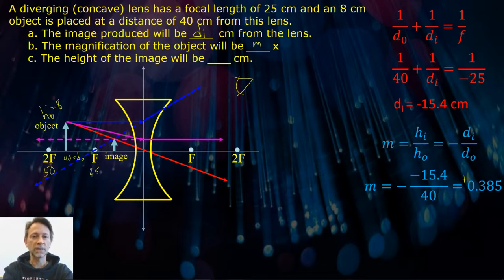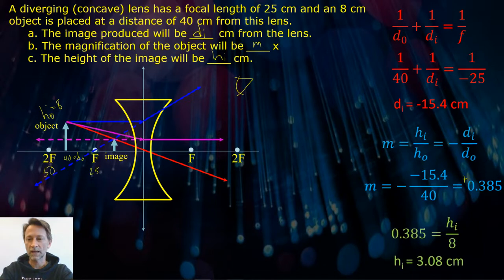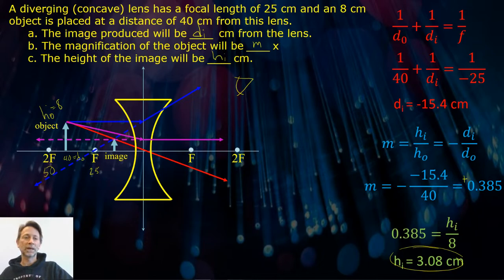Now, lastly, the height of the image is going to be, so I'm looking for hi in that case. So I'm going to take that other part of the hi-ho di-do equation, put in my magnification, put in my hi is what I'm solving for, and then 8 centimeters was the object height originally. And I can solve and say my new image height is this 3.08 centimeters. And that is a diverging sample problem.